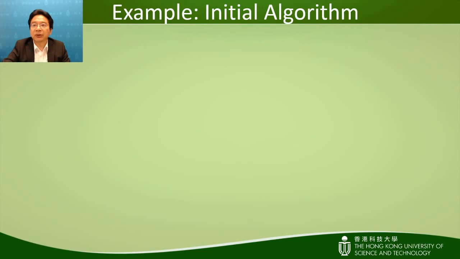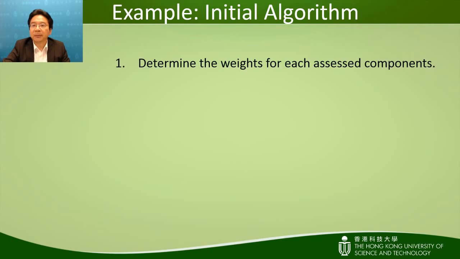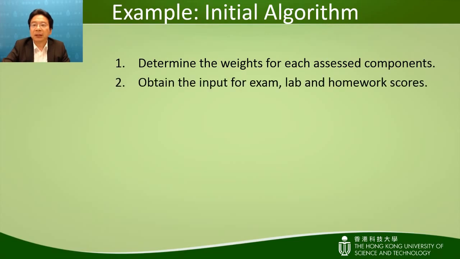After we have gained a good understanding of the problem, we can start solving the problem by specifying an algorithm. As discussed last time, an algorithm is a sequence of instructions that can lead to a solution to the problem. As noted in the problem analysis stage, we need to specify a set of predetermined weights. Let's put that down as the first step. We would then need to obtain the scores for exams, lab, and homework.